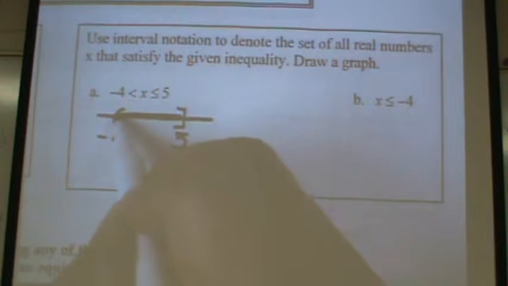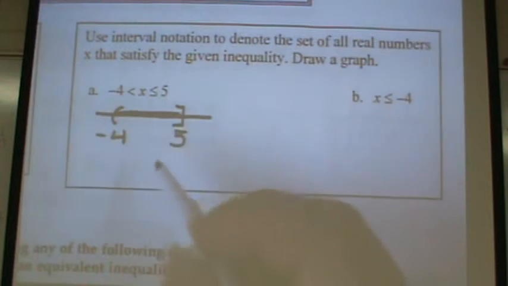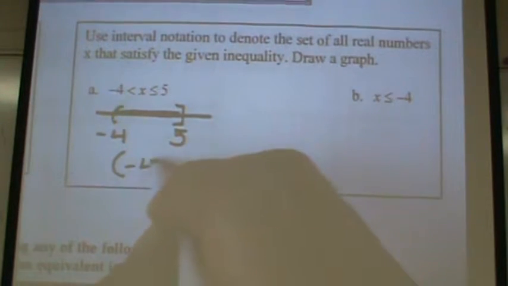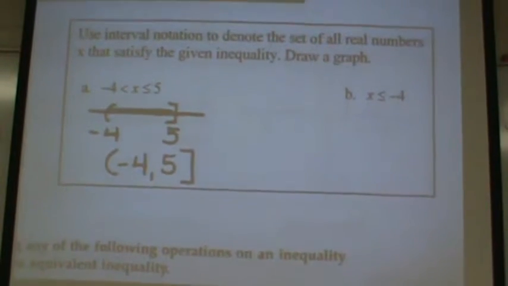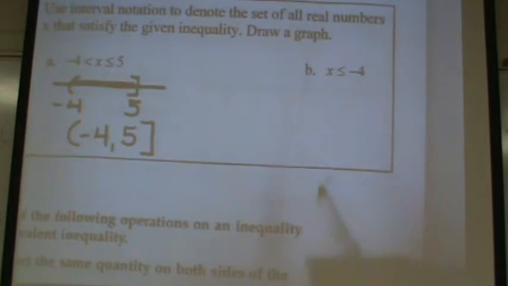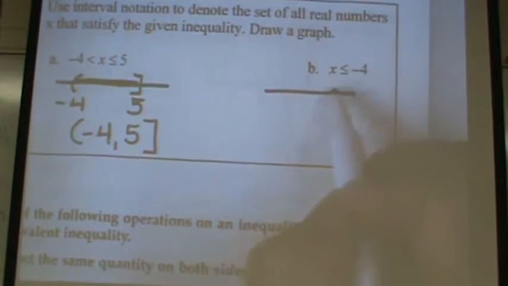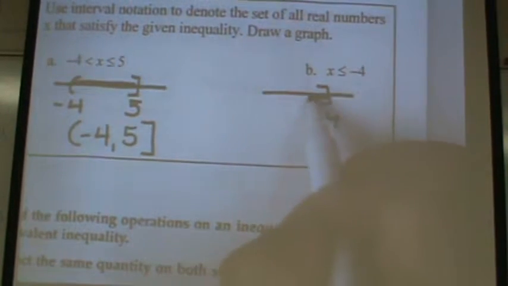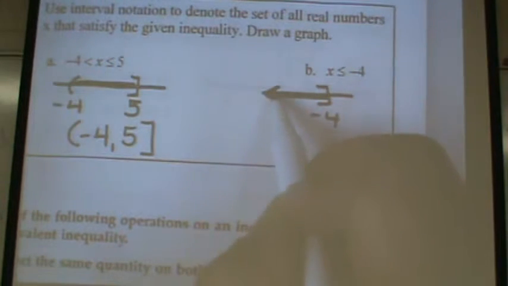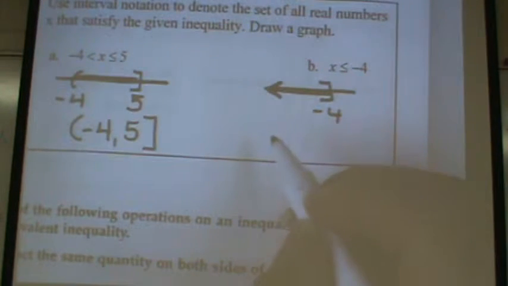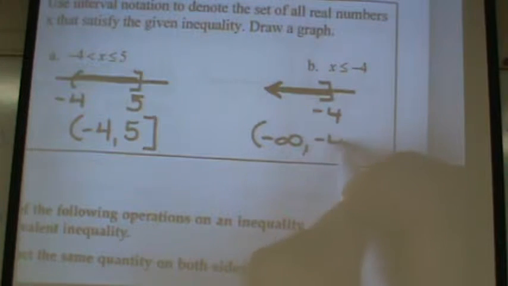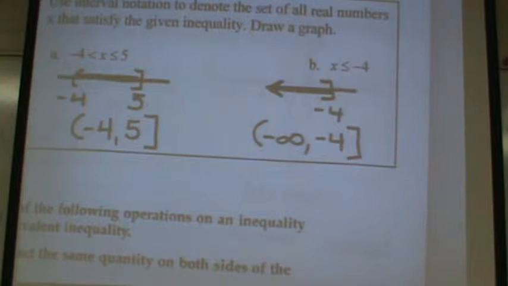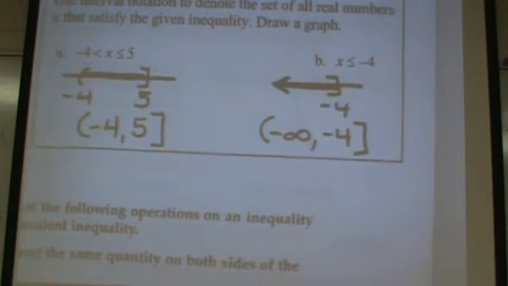Okay, now how would you write this in inequality? In parentheses, -4. Very smart. Okay, how about B? X is less than -4. The graph of it looks like this. How does the answer look in interval notation? Very good. Very smart.